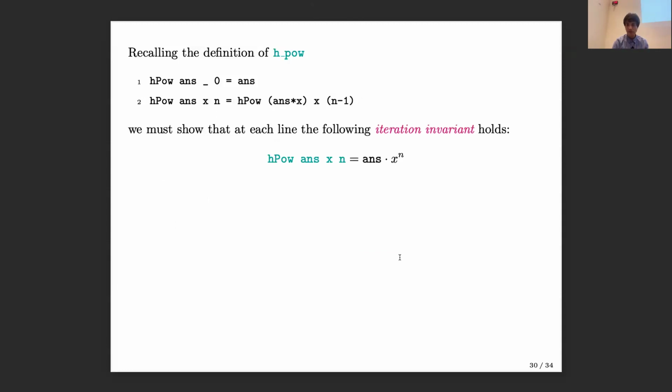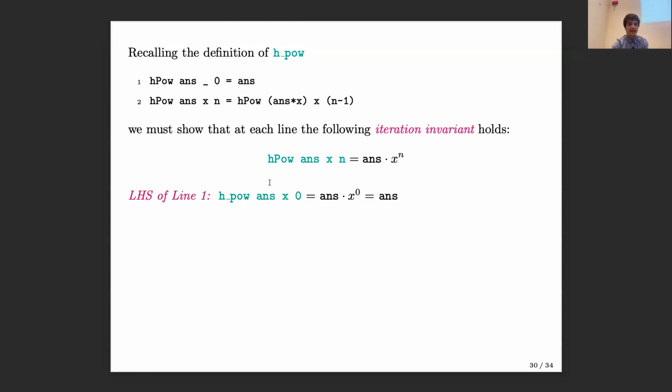Okay. So just very quickly, I'm going to show you that we can certify that this iteration invariant works at every line. Does it work at line 1? Well, let's check. I am asserting that my iteration invariant for this tail recursion is the one that follows. It's just answer times x to the power of n. Is it true at line 1?